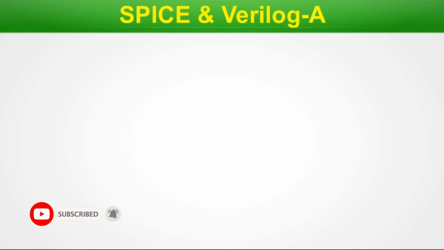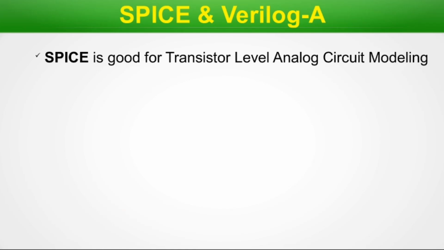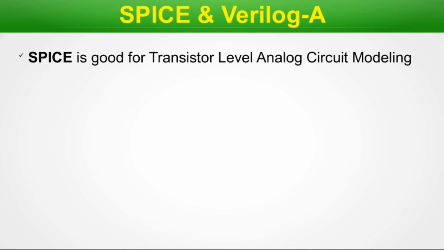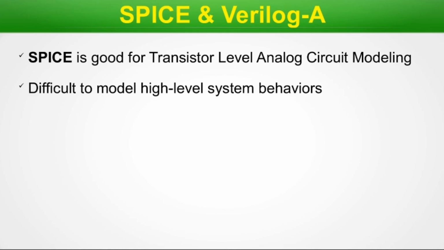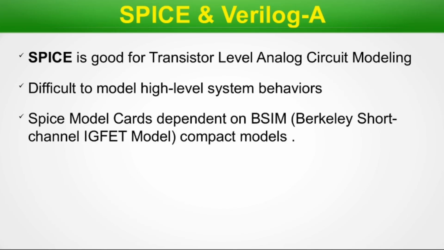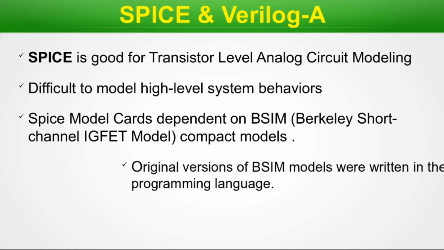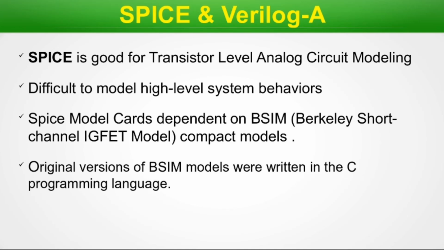Now let's come to the SPICE and Verilog-A correlation and their dependency. We know that SPICE is a very widely used language for analog design. SPICE is very good for transistor-level analog circuit modeling, but it is difficult to model high-level system behaviors. Also, there is a limitation that SPICE model cards are dependent on BSIM, that is Berkeley Short Channel IGFET Model, compact models. Original versions of BSIM models were written in the C programming language.